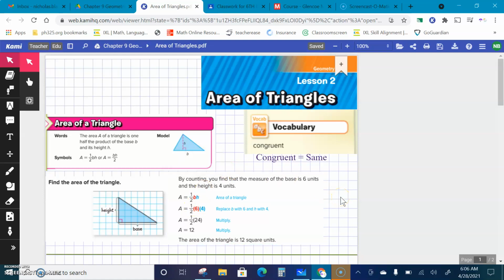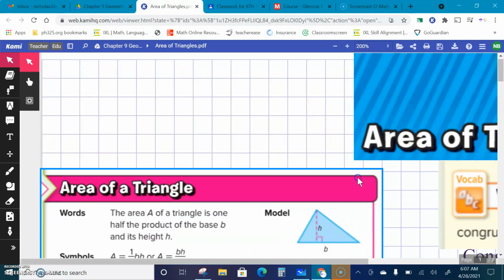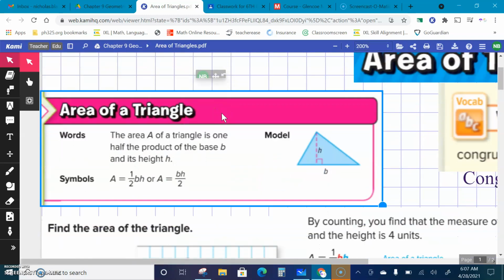We're going to be moving today into area of triangles. This is going to be similar to area of parallelogram, except there are a few more steps added on. I know a lot of this looks like a lot, so let's just zoom in and look at the important things, as if you were in class. We would highlight everything that's important.